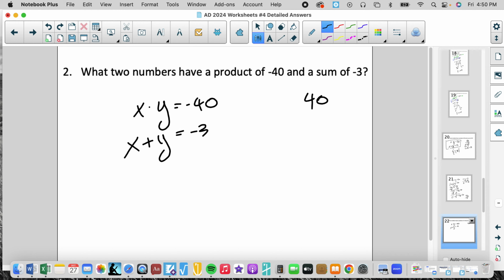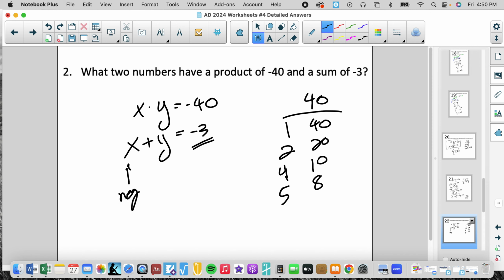So we can again think of factors of 40: 1 and 40, 2 and 20, 4 and 10, 5 and 8. And now, if the sum is equal to negative 3, we know the numbers aren't the same. We know the signs must be different, because that's the only way you can get a product equaling negative. We have more negatives than positives, so the bigger gets the negative, and then this would be positive, and we already see our solution.